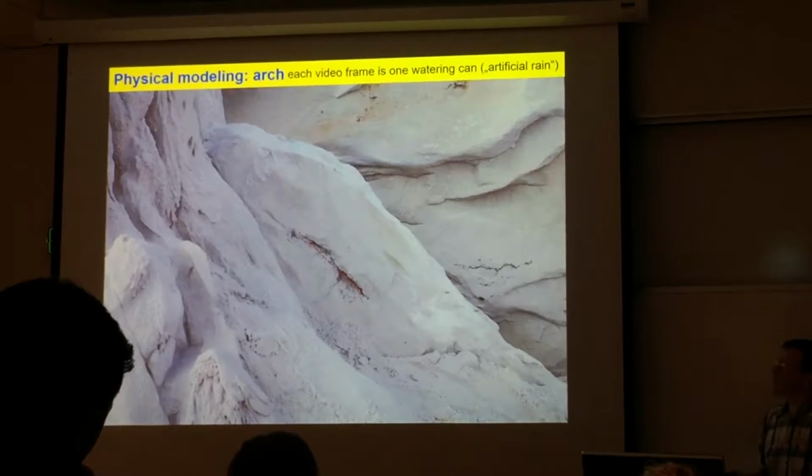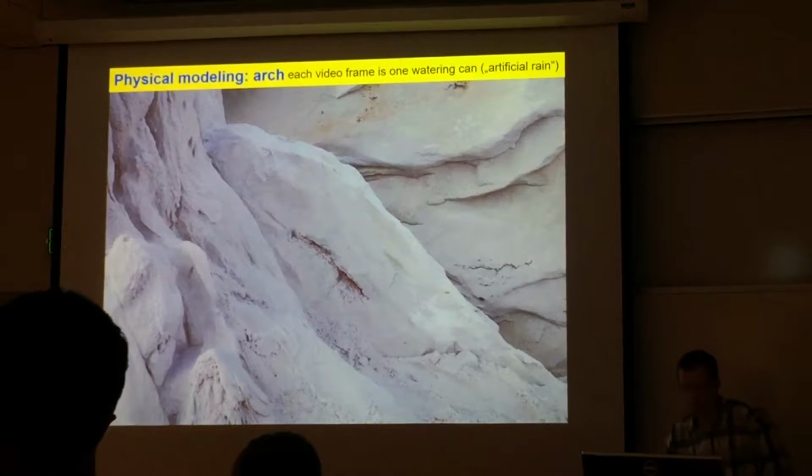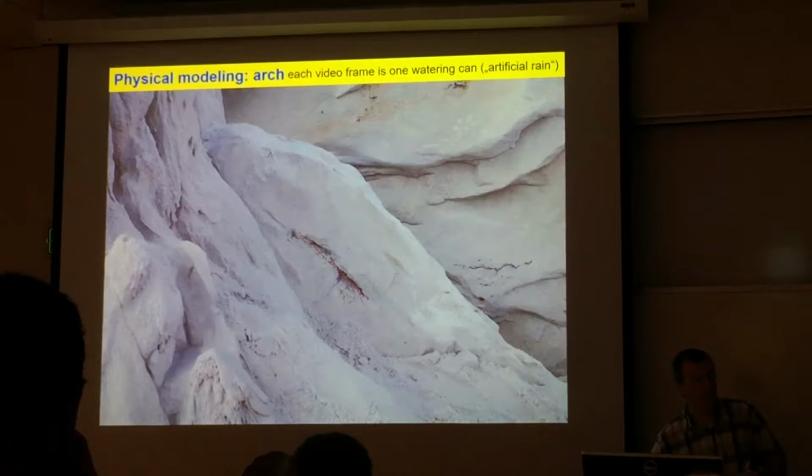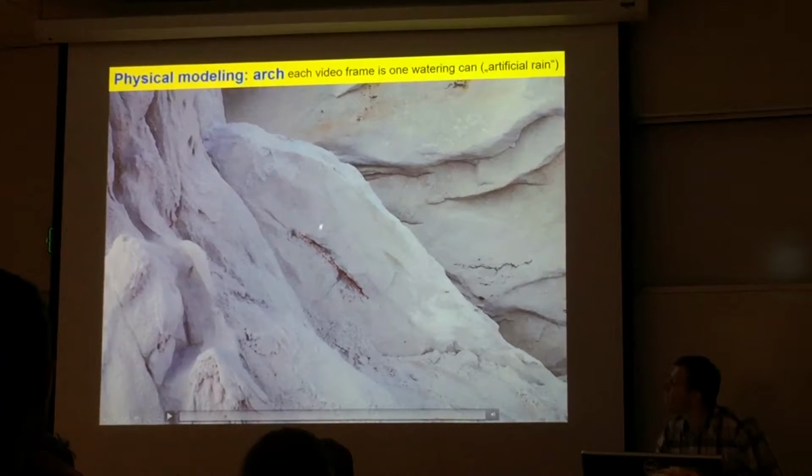You apply a watering can, then you take a photograph, apply another watering can, take another photograph, and from these photographs there is a video. So each photograph, actually each video frame, is the same amount of water applied on the form and potentially the same erosion. And have a look what will happen.